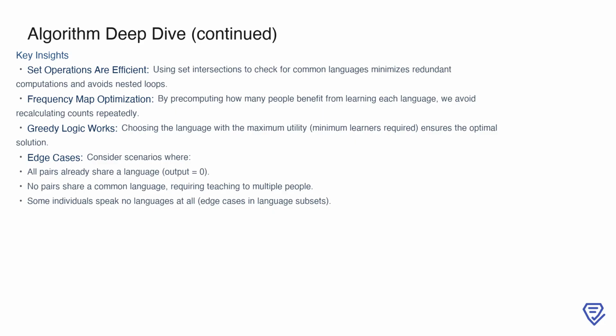Additionally, we must account for edge cases, such as when all pairs already share a language, meaning no teaching is needed, or when no pairs share a common language, requiring significant teaching effort. Special scenarios, like individuals who speak no languages, also need to be handled carefully to avoid errors.